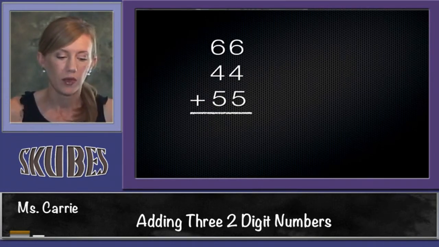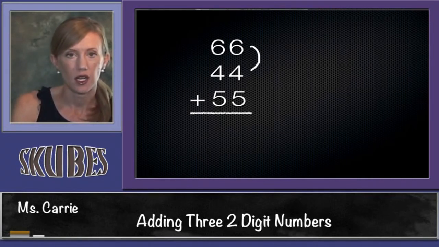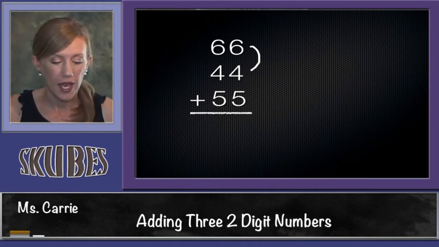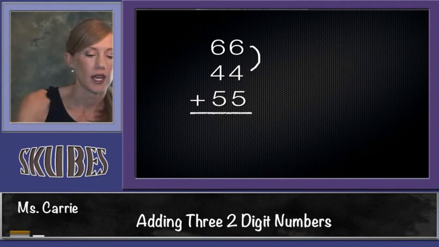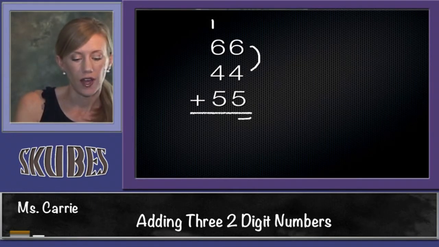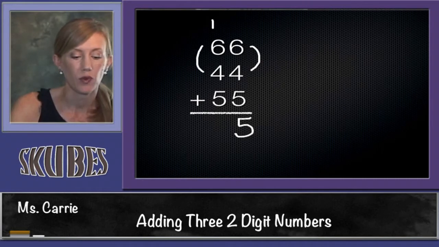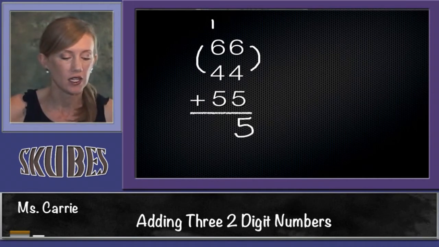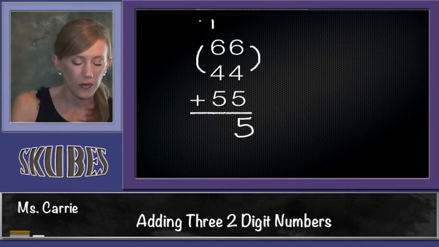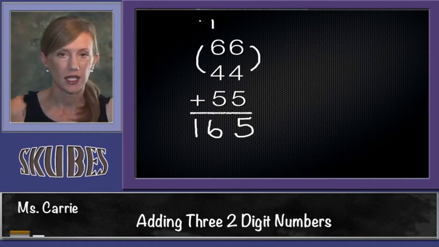Let's look at this problem. Well, I know that 6 plus 4 is 10, and I need to count up 5. 10, 11, 12, 13, 14, 15. Put our 10 here, and our 5 ones here. I know that 6 plus 4 is 10, plus 5 more. 10, 11, 12, 13, 14, 15, plus the 1 at the top makes 16. Our answer is 165.